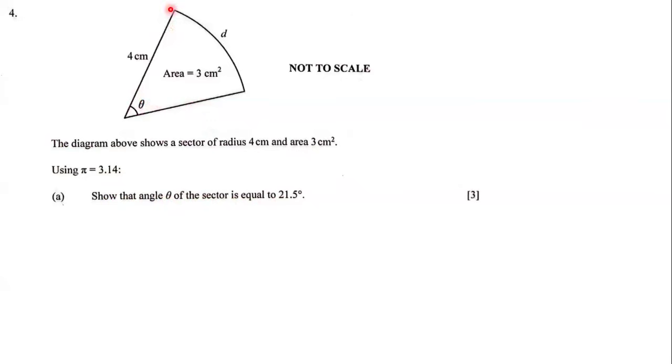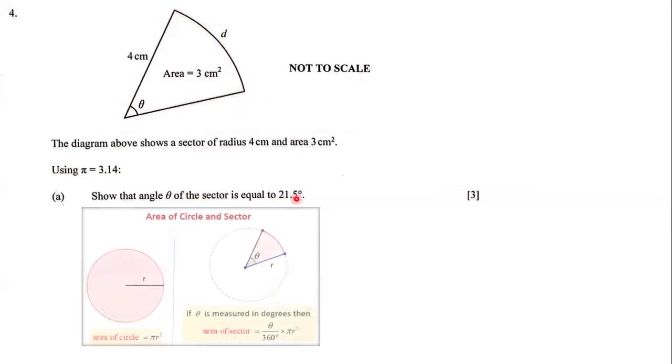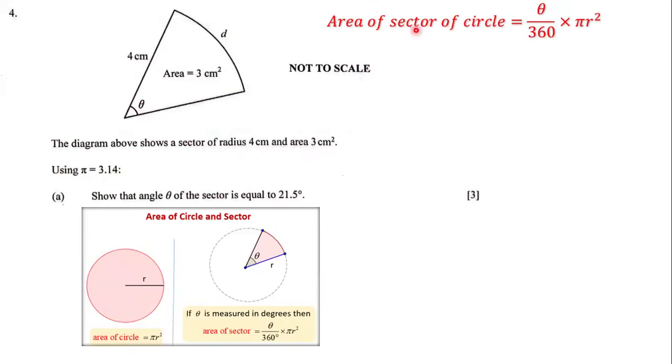Now notice that this right here is a sector of a circle. And so we're going to use the area of a sector of a circle to determine the value of theta. The formula for the area of a sector of a circle is theta over 360 multiplied by pi r squared. Now what is pi? Well, pi is 3.14. What is r? Well, r is 4. As you can see, the radius right here is 4. And so we have 3.14 multiplied by 4 squared.